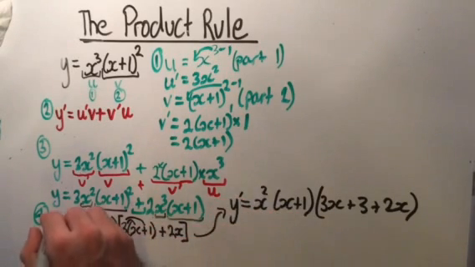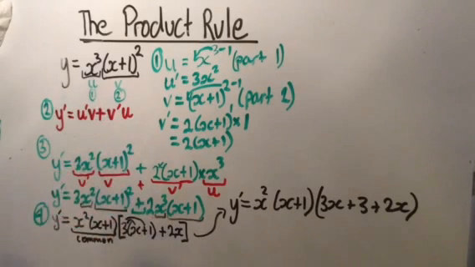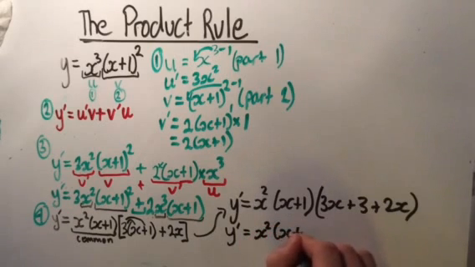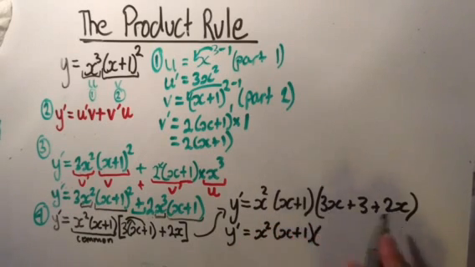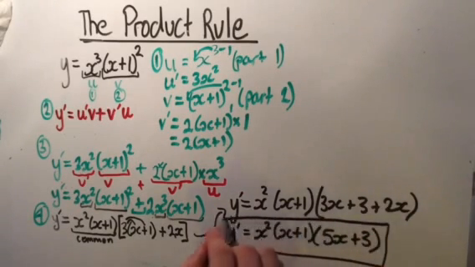And this should be y dash here. Sorry that I haven't used y dash along this whole way. And then I'm going to simplify the inside. We've got 3x plus 2x. So our final answer will be x squared, (x plus 1), (3x plus 2x is 5x plus 3). So that is your final derivative.